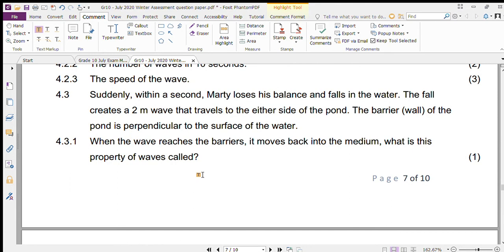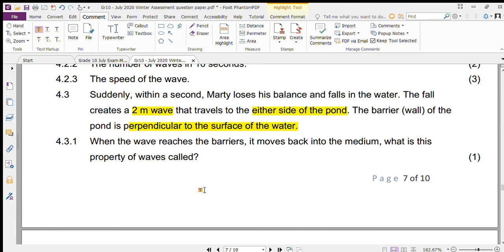4.3, suddenly within a second, Marty loses his balance and falls in the water. The fall creates a 2-meter wave. Can you see how I'm highlighting stuff? You should be doing the same in your exam situation, highlighting the relevant information. That travels to either side of the pond. The barrier wall is perpendicular to the surface of the water. When the wave reaches the barriers, it moves back into the medium. What is this a property for? You shouldn't even have to think. It's reflection. Everything, the question gives you the answer, grade 10. Everything in here, it gives you the answer.